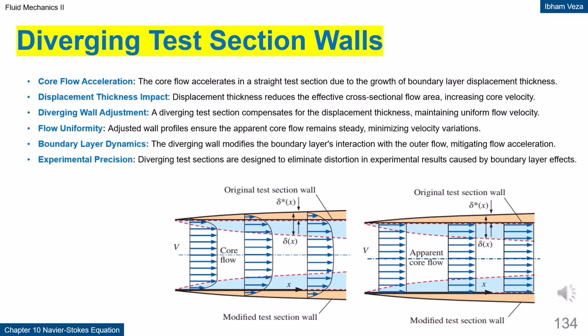Diverging test section walls. To keep the core flow velocity uniform, the test section walls are designed to diverge slightly in the flow direction. This divergence compensates for the reduction in effective cross-sectional area caused by the growth of displacement thickness. With this design, the acceleration of the core flow can be avoided and uniform flow conditions can be maintained. This approach is very important in wind tunnel experiments and aerodynamic testing. In practice, it significantly improves the accuracy of measurements.